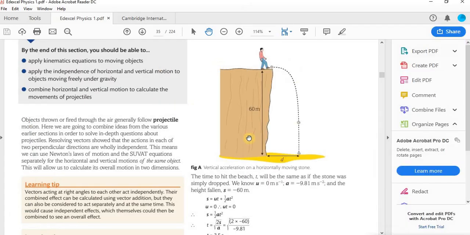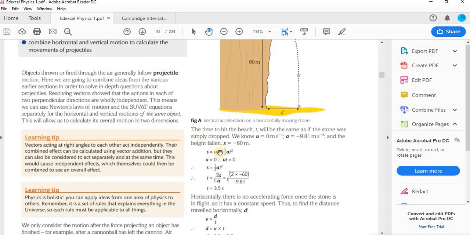Since they have done it here, I will explain this part. We are using the equation which we learned in the previous class: s equals ut plus half at squared. We are applying this in the vertical direction, so we can take downwards as positive. Anything in the downward direction will be positive. The initial vertical velocity is 0, so this term is 0. That's why they have not written it there.